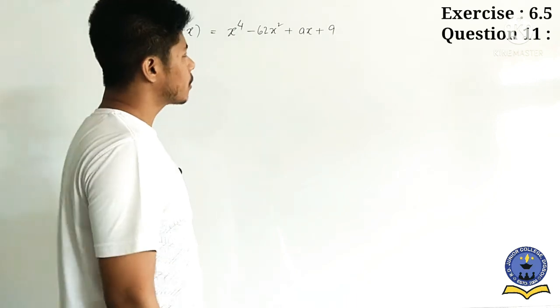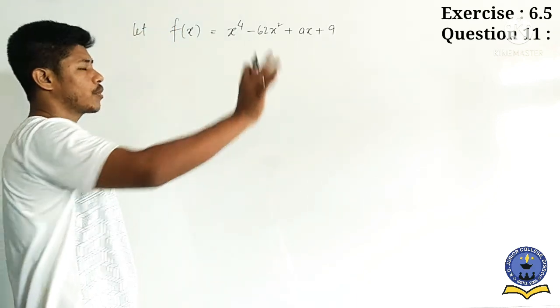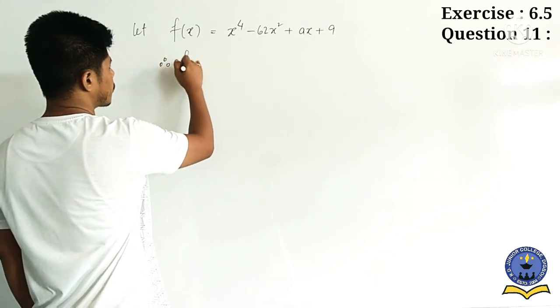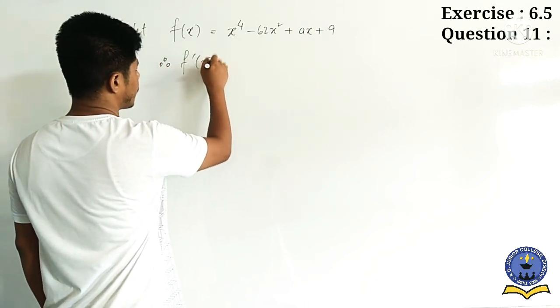Is it clear? So in this case, what you have to do? First of all, the procedure is same. We have to differentiate this one with respect to x. So here, f dash of x.